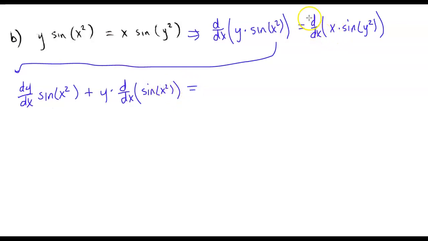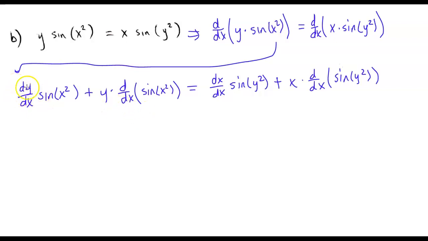Now, on the other side, we do the same thing. We take the derivative of x with respect to x times sine of y squared. And then we add to that first times derivative of the second. Okay. So, of course, here our dy over dx, that is what we are looking for. So we definitely want to keep this term as is.